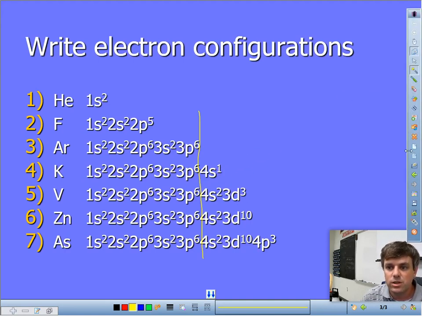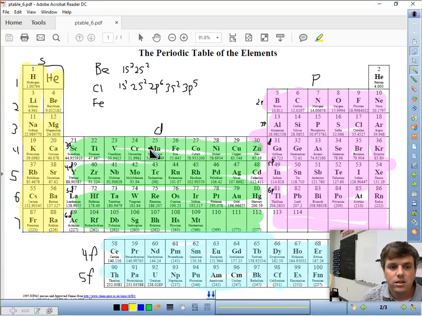So what we can do is, when we're doing elements that are in the 4th row, we go back to the end of the previous row, and we can use these elements in the last column of the periodic table: helium, neon, argon, krypton, xenon, and radon. We can use them as bookmarks to say, we're going to start here. So instead of having to write out 1s2, 2s2, 2p6, 3s2, 3p6, we're just going to say, hey, we're starting with argon and moving forward.